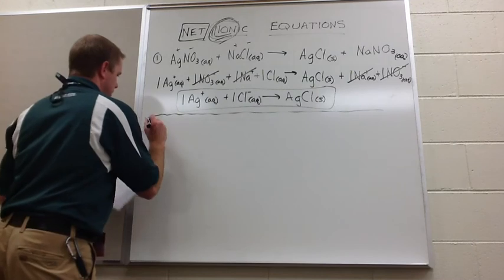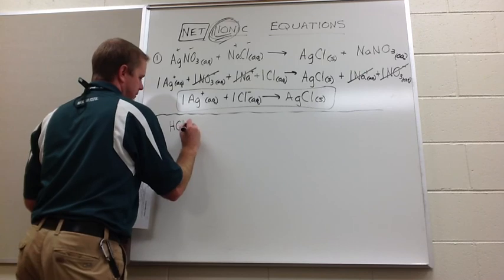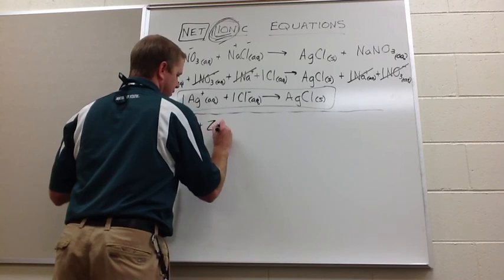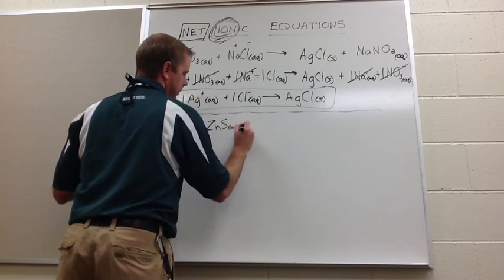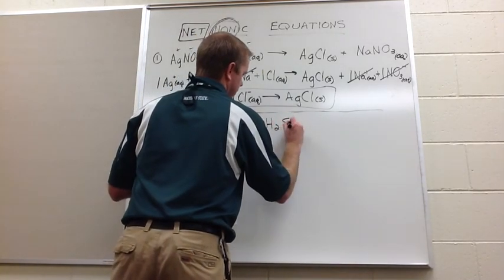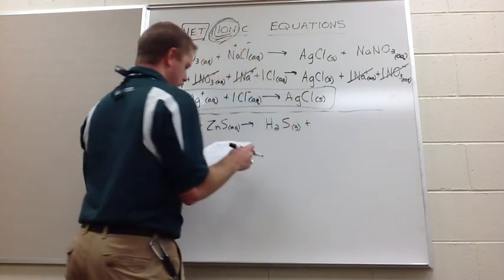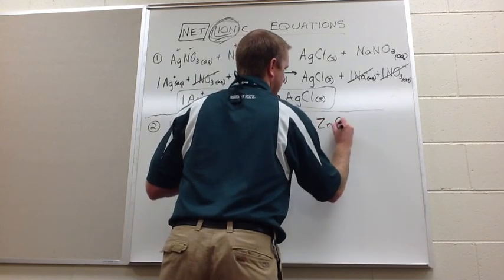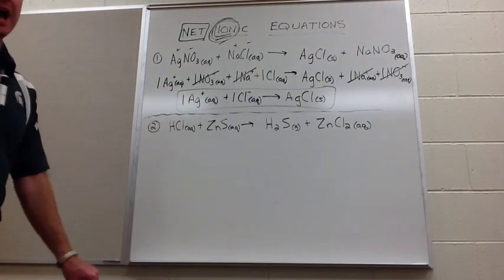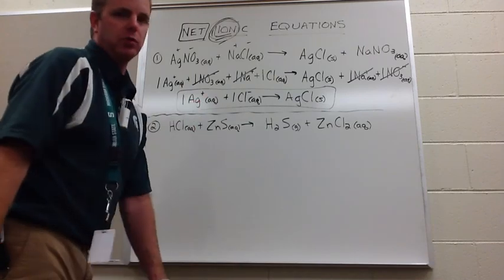Let's do number 2. Number 2 says HCl aqueous, hydrochloric acid. It's dissolved in water, thank goodness, because that's some strong stuff, it's not dissolved. And zinc sulfide aqueous reacts to give hydrosulfuric acid in the form of a gas. Ooh, I want to be in the chamber. Plus ZnCl2 aqueous. What is the net ionic equation? Well, aqueous, so it breaks apart. Oh, by the way, I almost made a huge mistake.